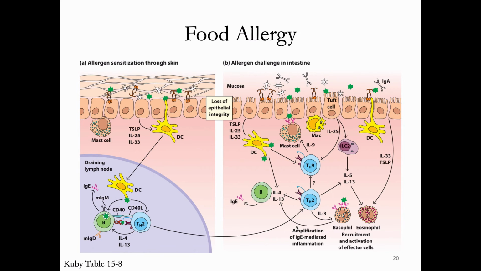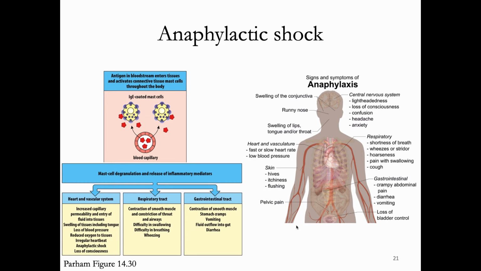And so the final type of allergic response I want to mention is anaphylactic shock. Anaphylactic shock is the response that we see when we have IgE-coated mast cells responding sort of throughout the body. And so we're seeing antigen in the bloodstream, and we're seeing this response happening kind of body-wide, or systemically. And so as a result, we're going to see issues or effects on the heart and vascular system. We're going to see issues in the respiratory tract. We're going to see issues in the GI tract.